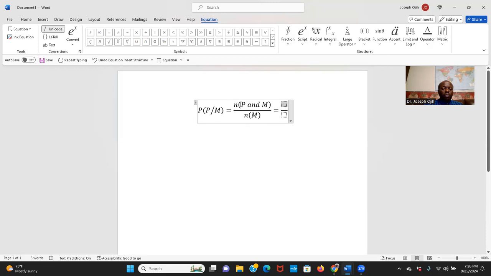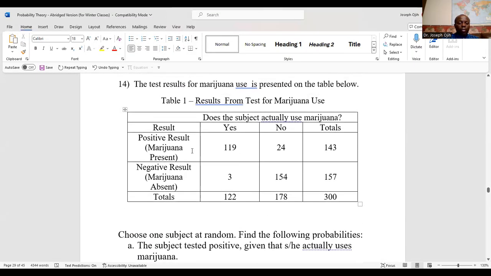So let's get positive and marijuana use. You can see from here on the table, tested positive is right here, and yes, they use marijuana. You can see the intersection of yes, they use marijuana, and positive result is 119. So you got 119.